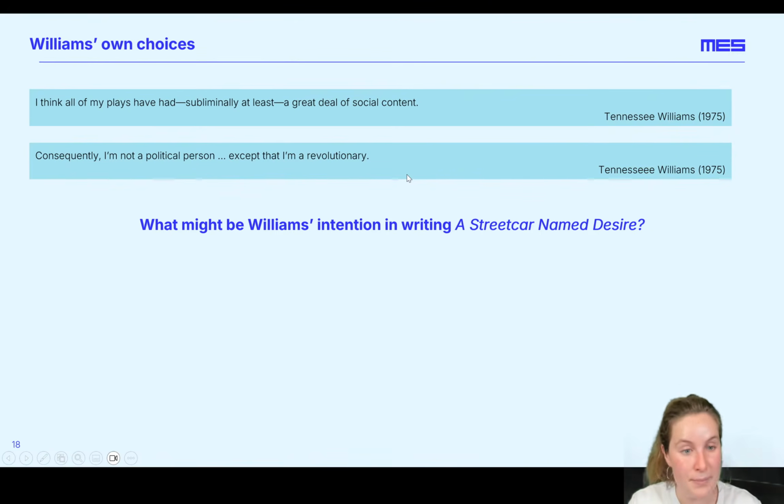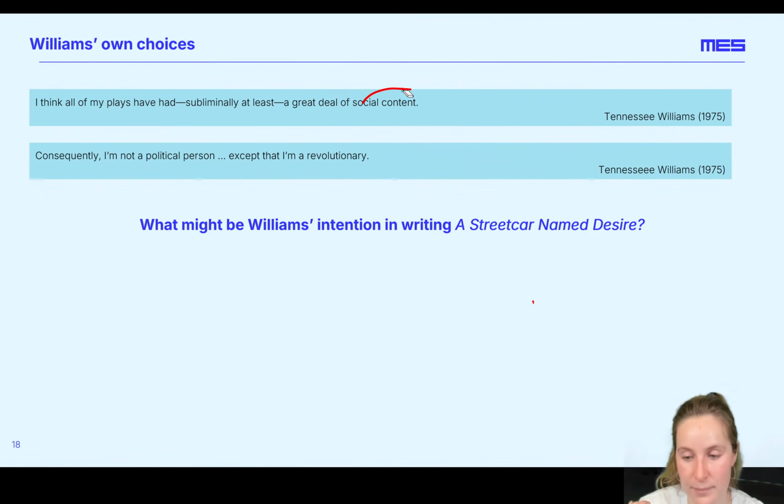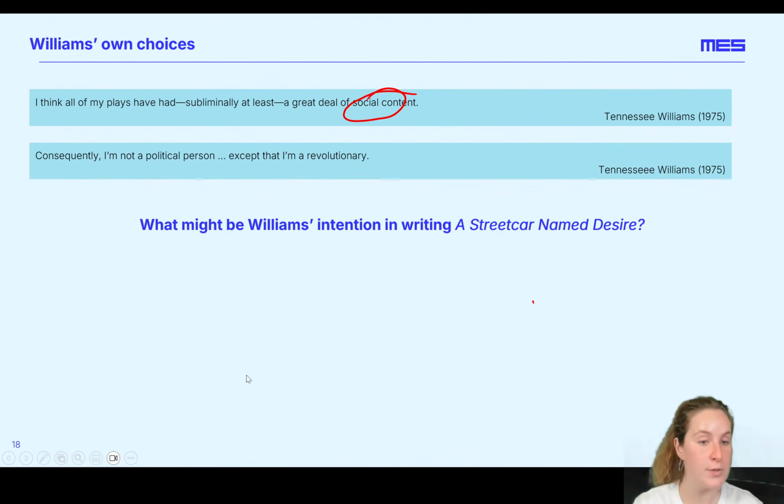So, what have we got for Williams' own choices? We have, for example, him saying, "I think of all my plays have had, subliminally at least, a great deal of social content." So here we have Williams himself thinking about the value and the purpose of his work. So this idea of social content, he then is attempting to comment on society through his plays. Certainly he is talking about class, certainly he is talking about gender, and certainly he is talking about sexuality in this play. To a lesser extent, he is also commenting a little bit on race and on cultural changes more broadly than those, but those are his main ideas.